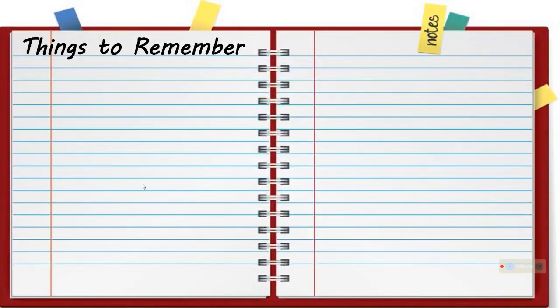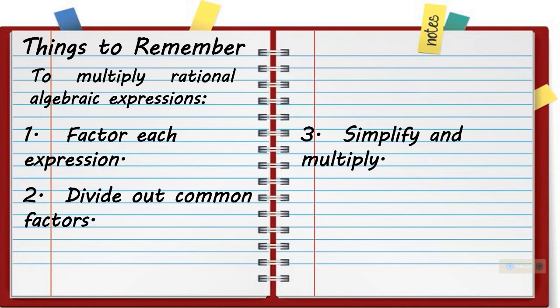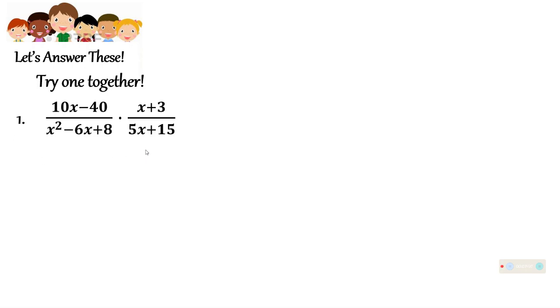So again, the steps on how you are going to multiply rational algebraic expressions are: 1. Factor each expression. 2. Divide out common factors. 3. Simplify and multiply. Okay, so let's try if you really understand what I have given to you earlier. I have here 10x minus 40 all over x squared minus 6x plus 8 times x plus 3 over 5x plus 15. Okay? So, you are going to factor out all the factorable.